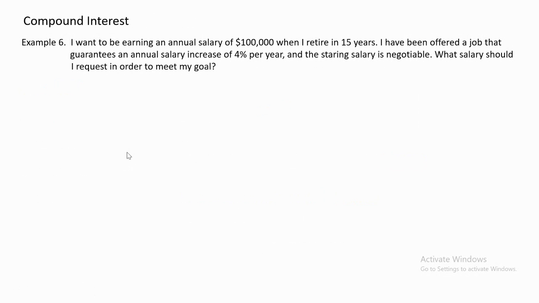Guys, listen over here. It might be something kind of like real life. Let's pretend that's you, that you want to earn 100,000 when you retire in 15 years. That's what you want your salary to be. Then you have been offered a job that guarantees an annual salary increase of 4% per year. And the starting salary is negotiable, so you can negotiate what you want to start out with. So what salary should you request to meet your goal?